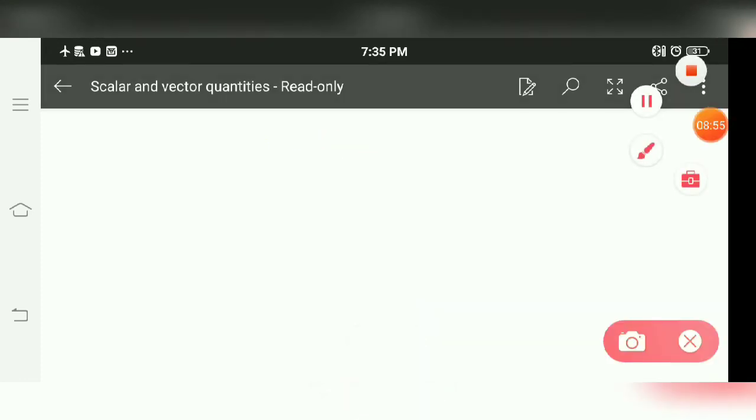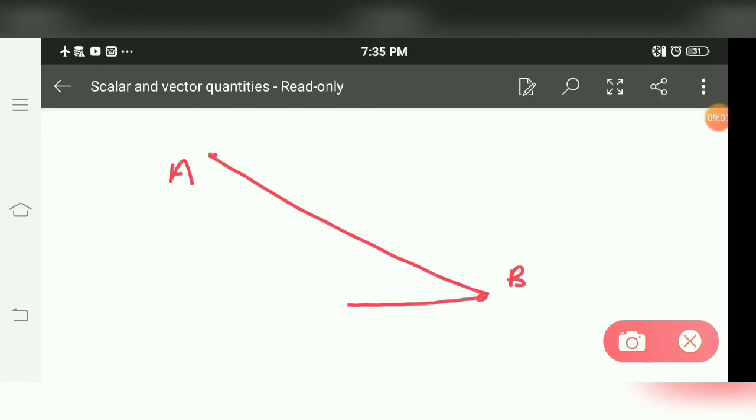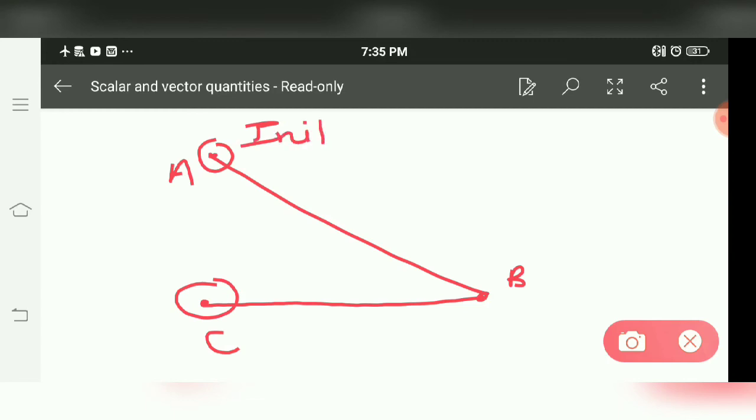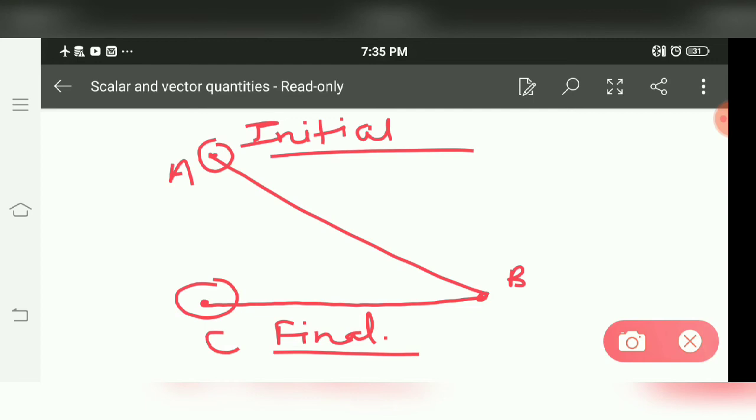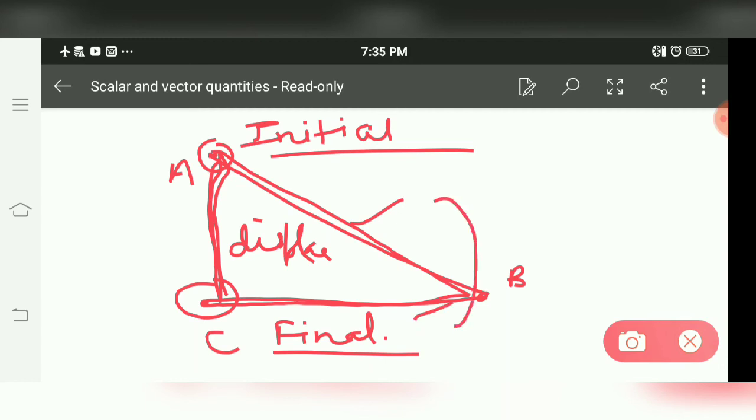Suppose an object moves first from point A, then it moves to the point B, then it moves to the point C. This is the initial point, this is the final position. Now the total distance is path AB plus BC, but the total displacement is from initial to final. This is displacement, but this plus this is distance. So distance is always greater than displacement.